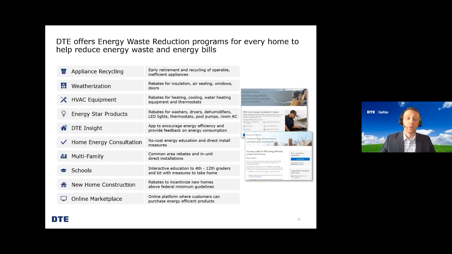Once you're ready to continue your journey, DTE offers rebates on a large variety of equipment, such as HVAC systems, weatherization products, and water heaters. We can help you find a contractor and also help select the right products for your home. We also provide rebates on Energy Star appliances, or if you have an old inefficient appliance that is still working, like a refrigerator or freezer, DTE will recycle it, provide you with a rebate check at the time we pick up your appliance.